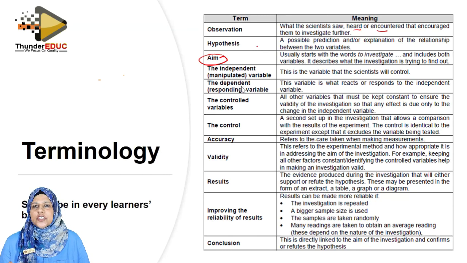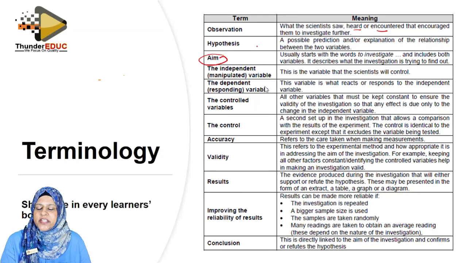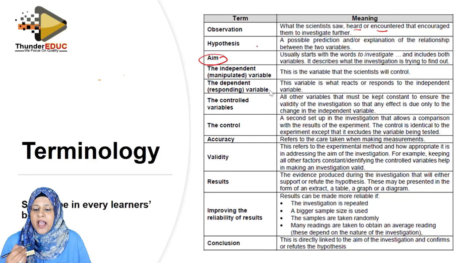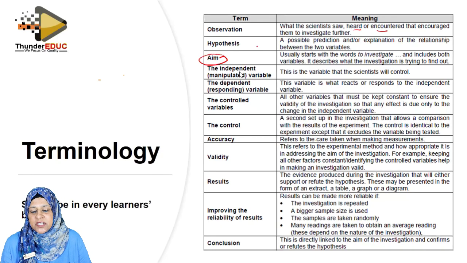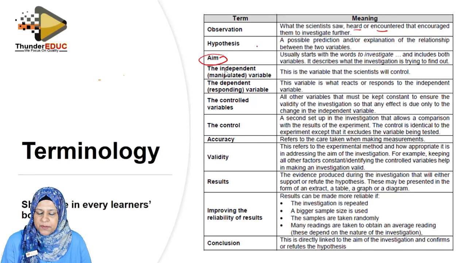So if I want to conduct an investigation over 10 days, I'll take the results from day 1, day 2, day 3, then I am controlling the days. So I am controlling the independent variable. It is manipulated by the person who's doing the experiment, the researcher.